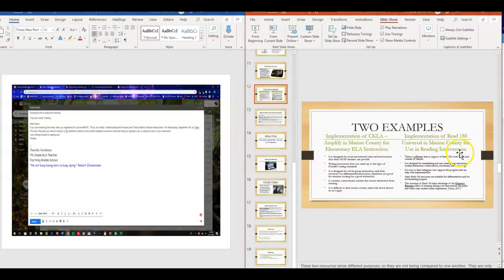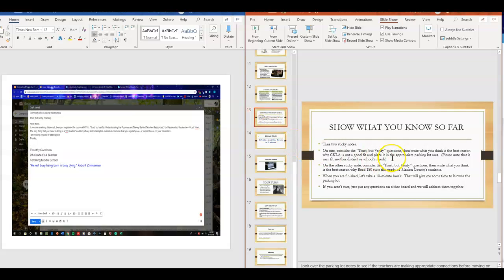And then on the right, something that we use for intervention for kiddos that did not pass the FSA, who scored a 1 or a 2. It's called Read 180, and I evaluated that, and you can see the notes there. And show what you know so far.